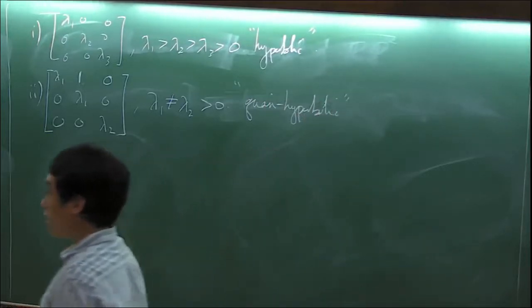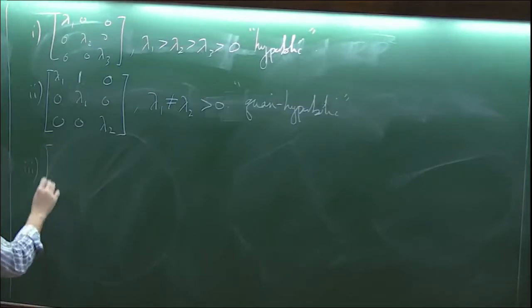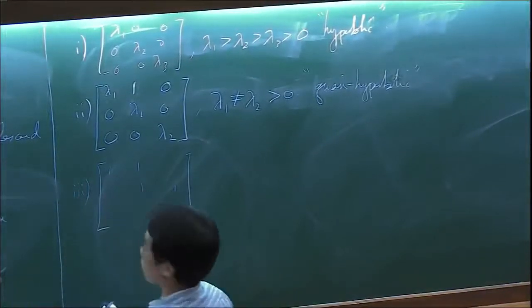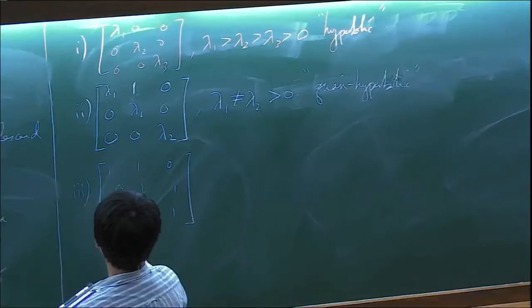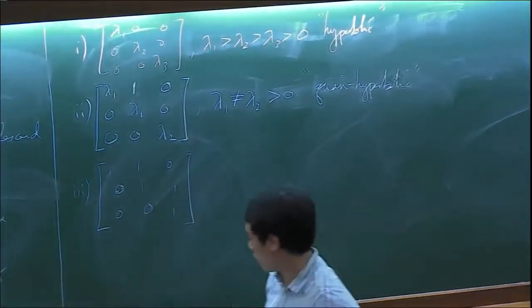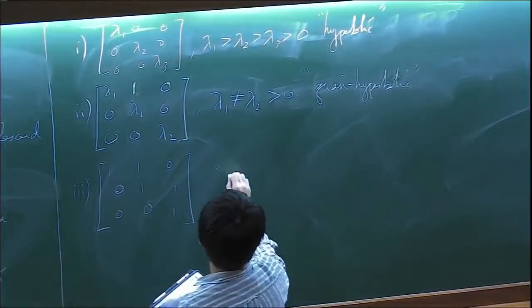Okay, and the last possibility is when all the eigenvalues are the same. So you can pretend that it's conjugate to this guy. When I write square brackets, I mean this is a projective class of matrices inside of PGL3R. These are called parabolic elements.